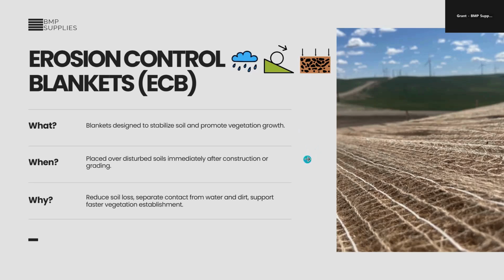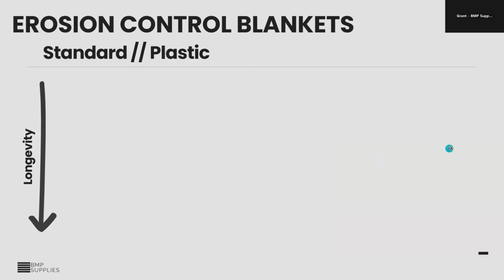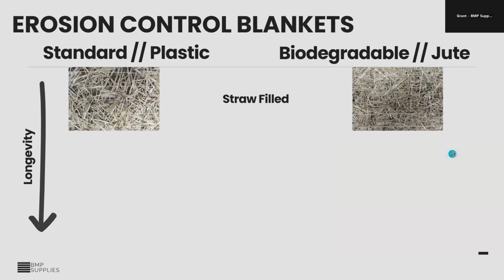So obviously we have three different types and what and when you would use them. Depending on what you put inside your blanket depends on how long it'll last, so it also applies to when you want to use it. For the first kind, we have straw filled. They come in either a standard plastic netting, or a biodegradable jute netting. That's an all natural version that a lot of Western Canada is moving towards.